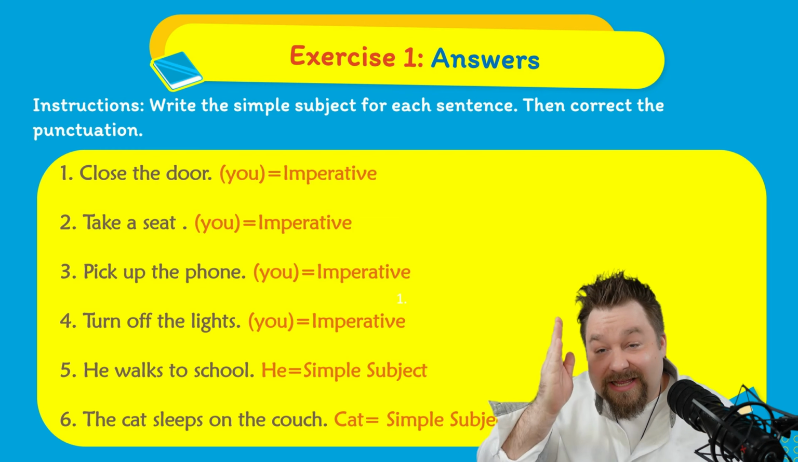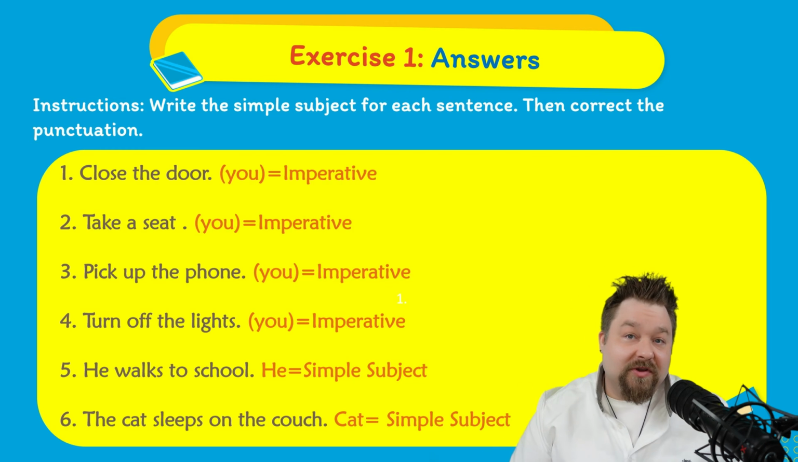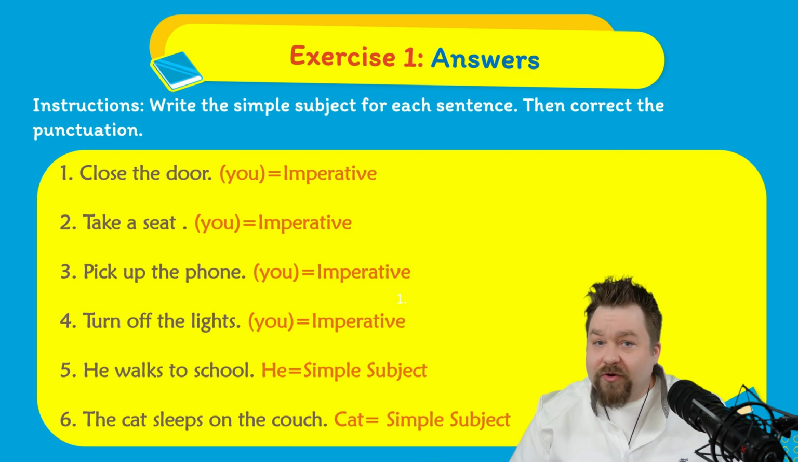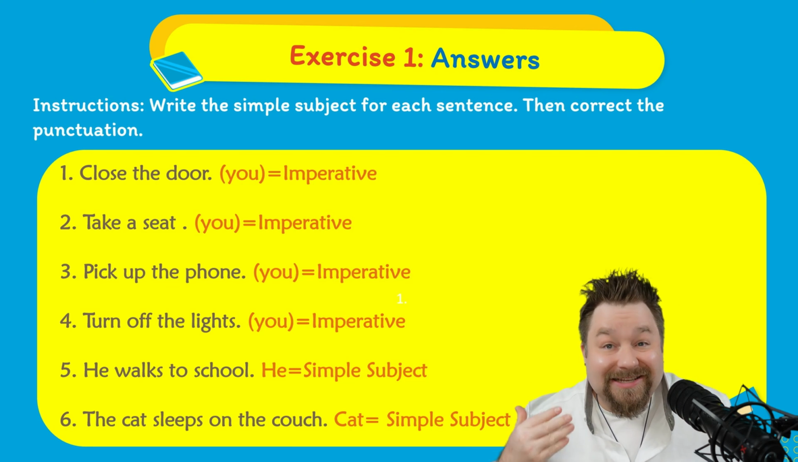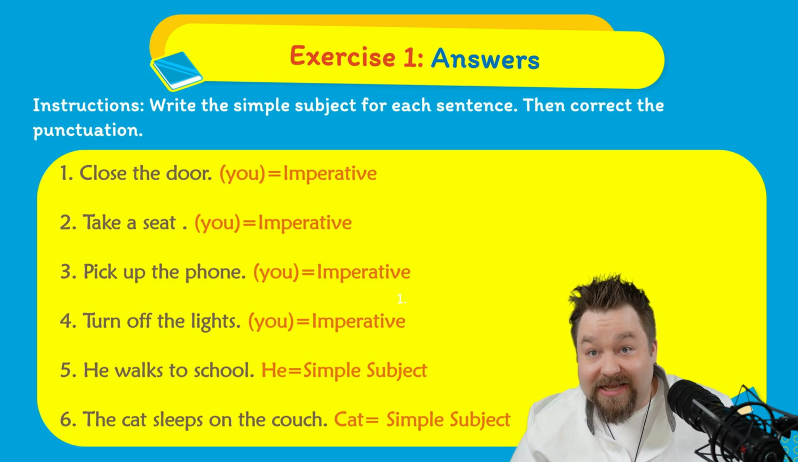Number 2, take a seat. Well, maybe your teacher says that. Take a seat. Who is your teacher talking to? You, because it's another imperative. Take a seat, right? Okay? Or it could be nice. Take a seat. It's still an order. It's a command. I'm telling you to do something.